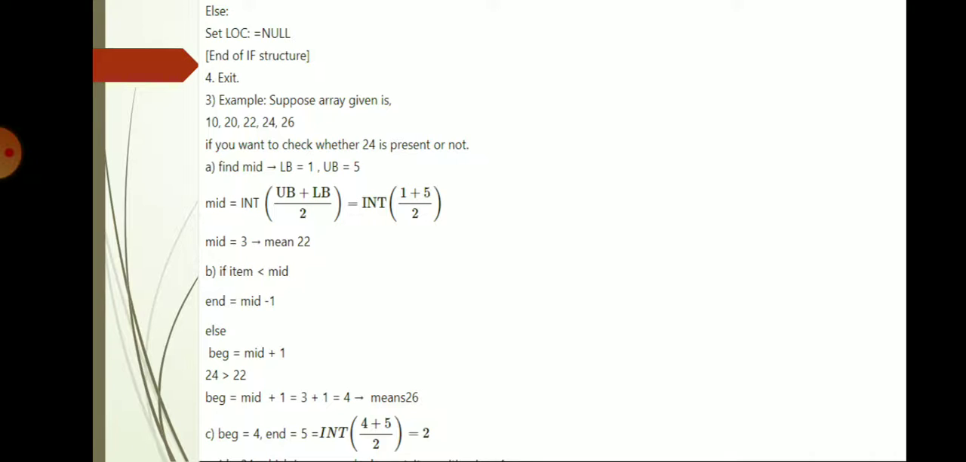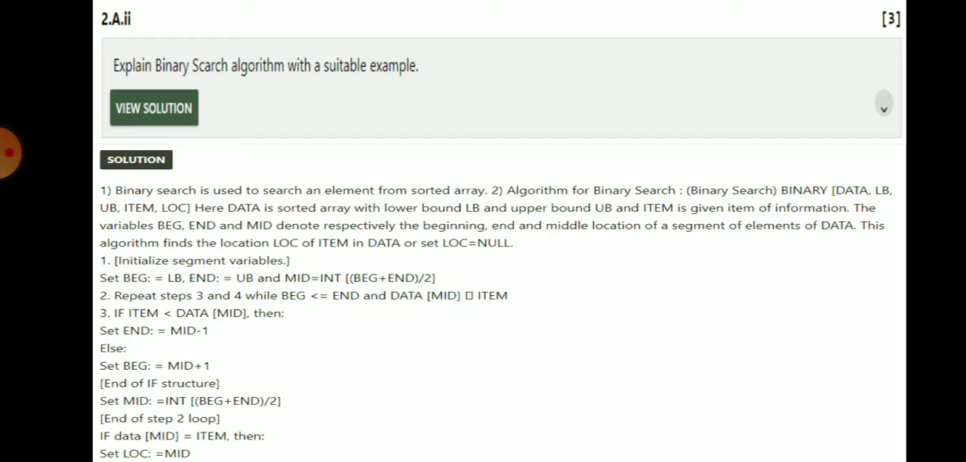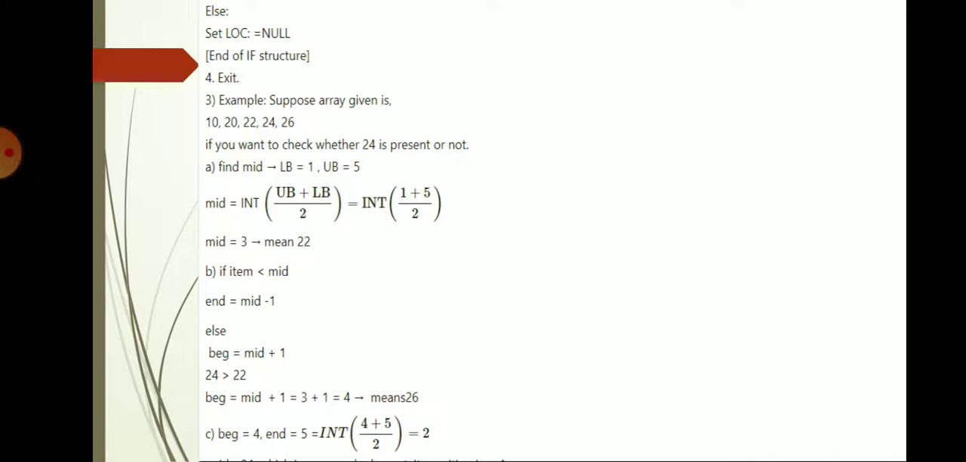Then, if ITEM < DATA[MID], END = MID - 1, else BEG = MID + 1. 24 is greater than 22, so BEG = MID + 1 = 3 + 1 = 4, and DATA[5] = 26. BEG = 4, END = 5, MID = INT((4 + 5) / 2) = 4.